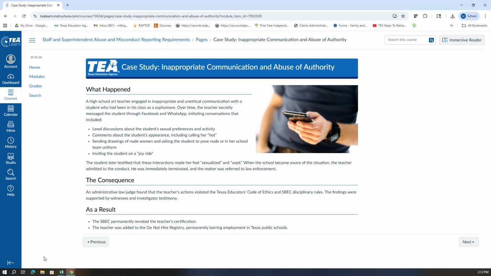When the school became aware of the situation, the teacher admitted to the conduct. He was immediately terminated, and the matter was referred to law enforcement. An administrative law judge found that the teacher's actions violated Texas Educators Code of Conduct and Ethics and SBEC disciplinary rules. The findings were supported by witnesses and investigator testimony. SBEC permanently revoked this teacher's certification. Teacher was added to the Do Not Hire registry, permanently barring employment in Texas public schools.